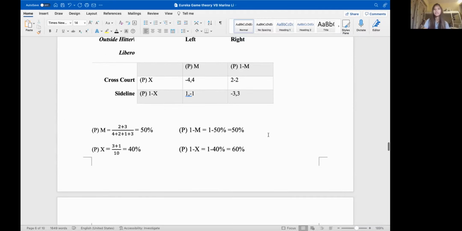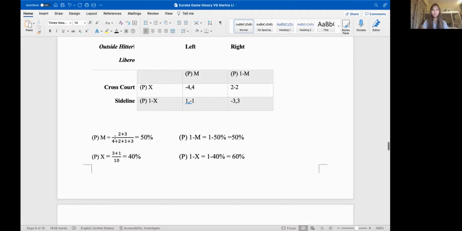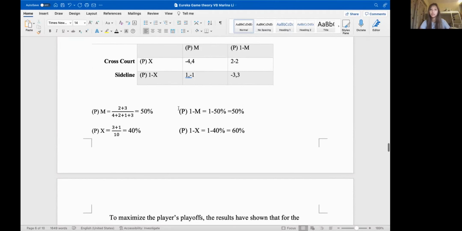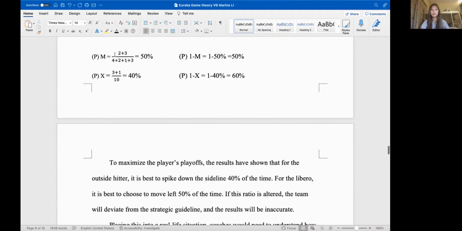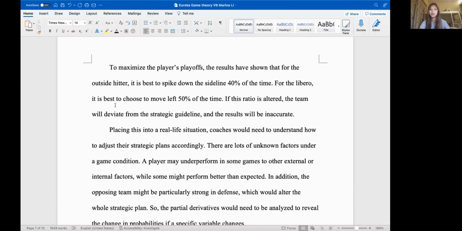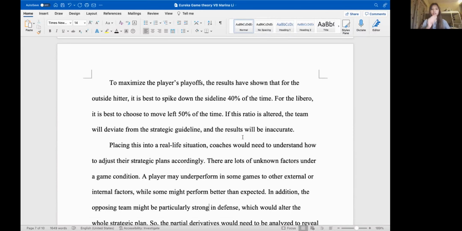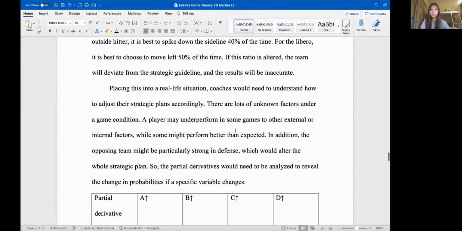When we plug this in, for 50% of the time the libero should choose to move left, and for another 50%, the libero should choose to move right. While for the outside hitter, for 40% of the time they should choose to perform a cross-court spike, while for 60% of the time, they should choose to perform a sideline spike. To maximize the player's payoffs, the strategy utilized should be similar to what I have shown above. And if this ratio is altered, the team would deviate from their strategic guideline, and the results would be inaccurate.